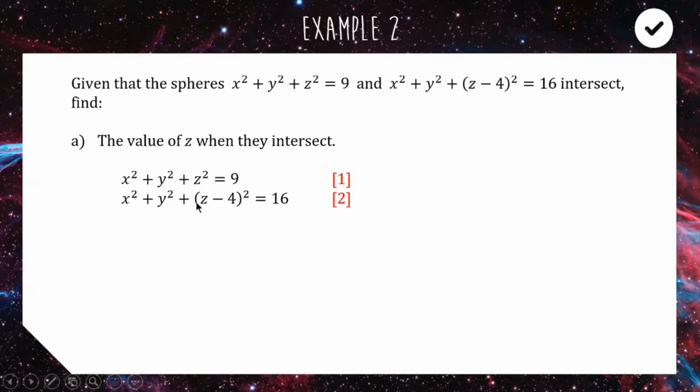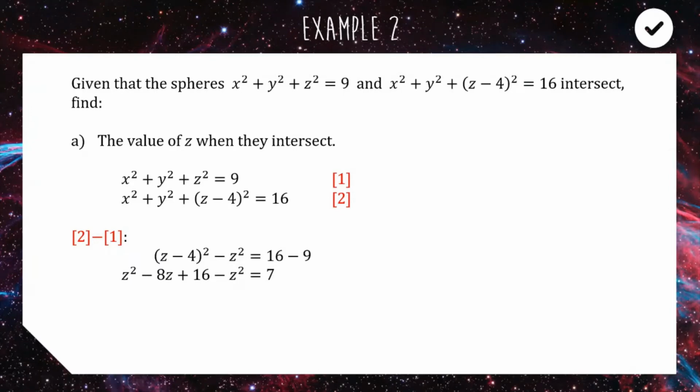So if we just do the second equation take away the first equation, those x squareds and y squareds are going to vanish, and we'll just get z minus 4 squared, take away z squared equals 16, take away 9. Okay, so working that all out, we can expand the perfect square here and do z squared minus 8z plus 16, still with the minus z squared here. 16 minus 9 is of course 7, if my math is correct.